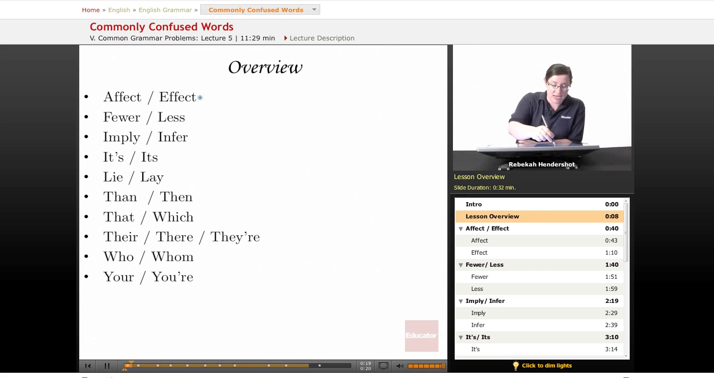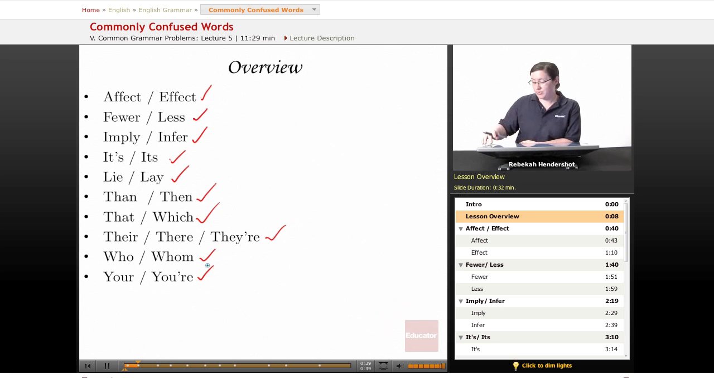So, we're going to look at affect and effect, which one do you use when. We're going to look at when to use fewer and when to use less. Imply versus infer. It's and its, which drives everyone crazy. Lie and lay, than and then, that and which, there and their, who versus whom, and your versus you're.